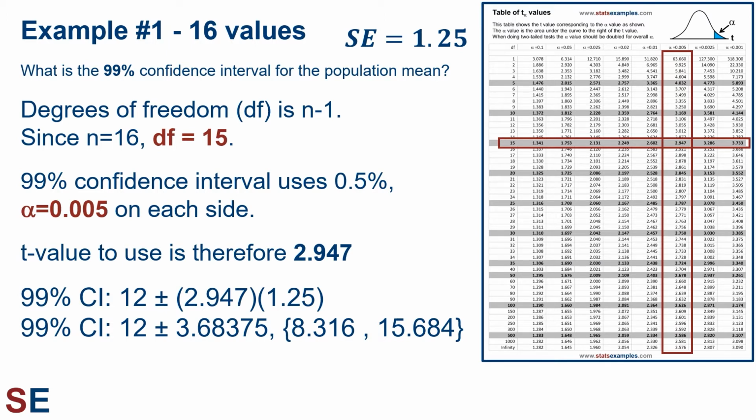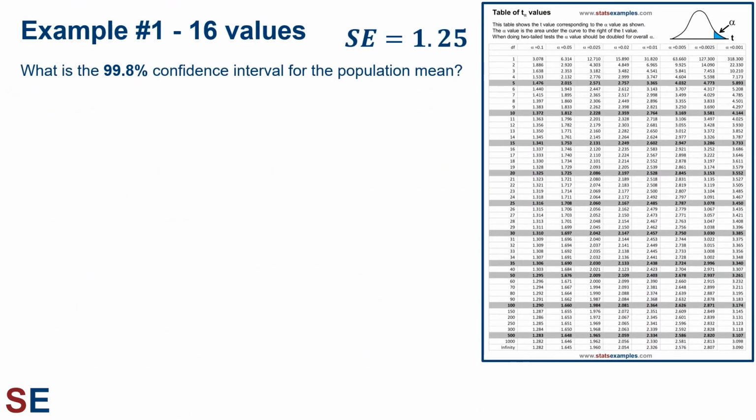We can then say, based on our sample data, that we are 99% confident that the population mean is somewhere between 8.316 and 15.684. There's a 1% chance that it's not in that range, but there's a much, much higher probability that it is inside our confidence interval. Let's look at our third question. What is the 99.8% confidence interval for the population mean?